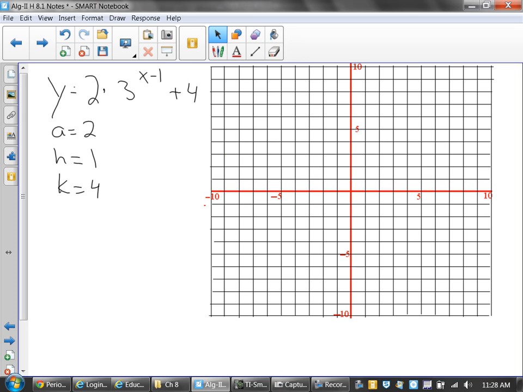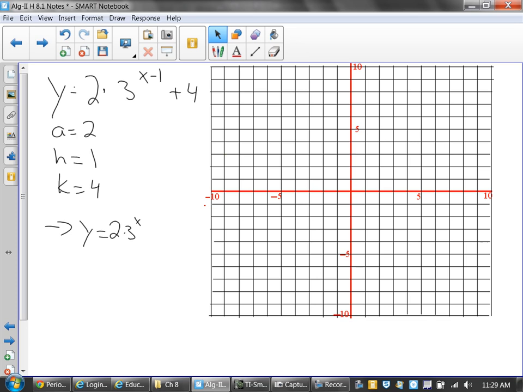When I go to graph this, if you remember when we graphed absolute value functions, we had a parent function, then we shifted it. Remember how we did the thing with a dotted line, then we shifted it left and right, up and down? We do the same thing with these as well. What we're going to do here is graph the parent function first. The parent function of this is going to be y equals 2 times 3 to the x. I don't worry about the h's and the k's.